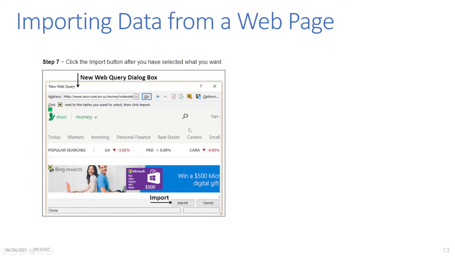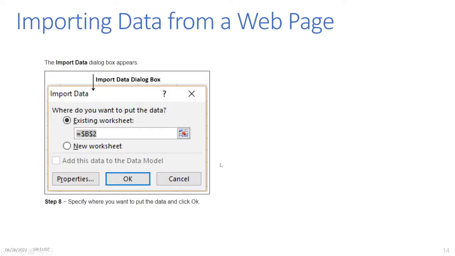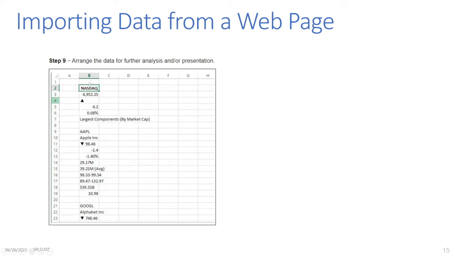Click the Import button after you have selected what you want. The Import Data dialog box appears. So where do you want to put the data? We have existing or new worksheet. Then specify where you want to put the data. Again, it can be an existing worksheet or a new worksheet. Then we click OK. Then arrange the data for further analysis and presentation.